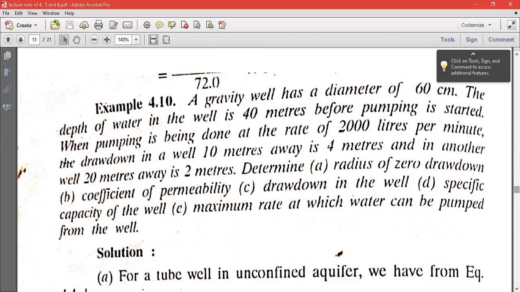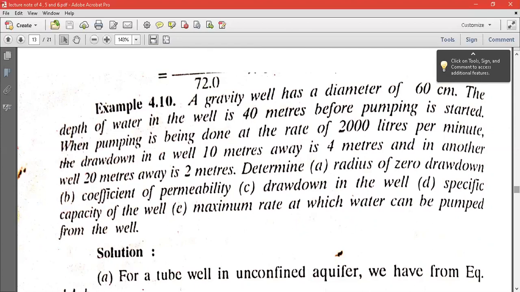Forty meters before pumping is started means you have to understand that in the question the thickness of the aquifer given is 40 meters. Pumping is being done at the rate of 2000 liters per minute, that means Q is given in the question. The drawdown in one well 10 meters away is 4 meters, and in another well 20 meters away it is 2 meters, because two observation wells have been put to make the field observation.